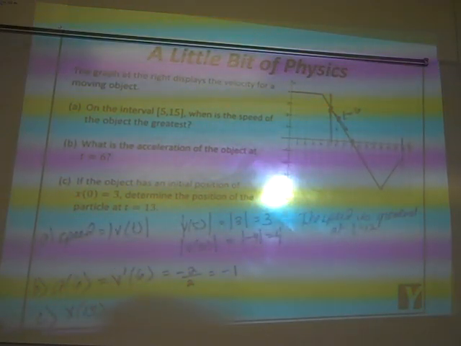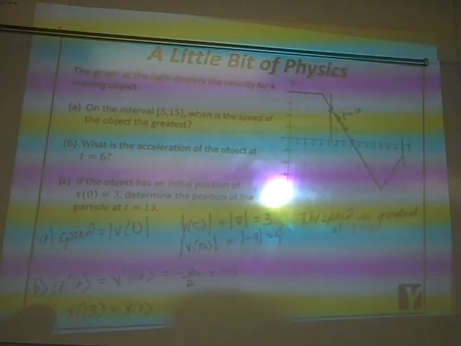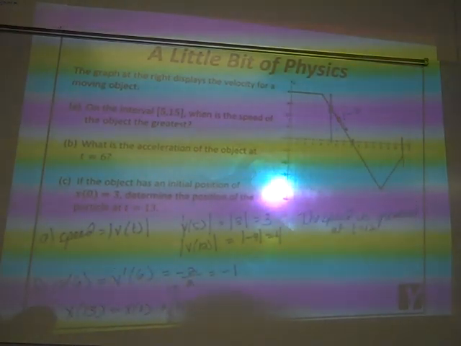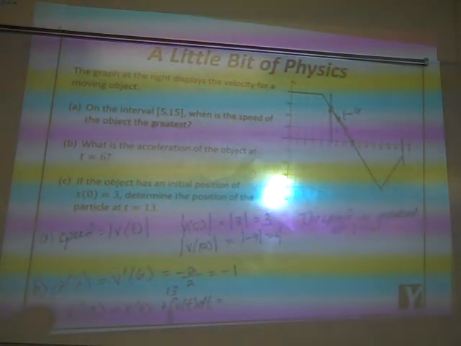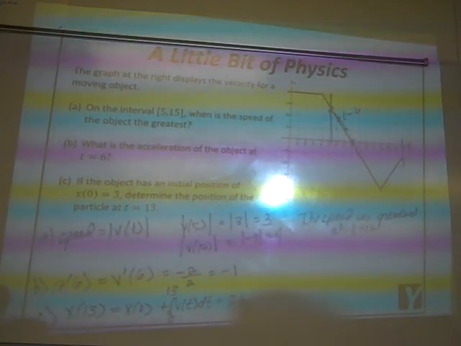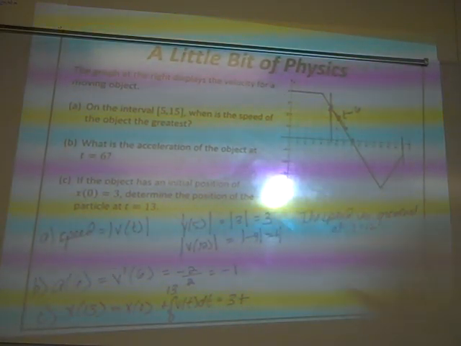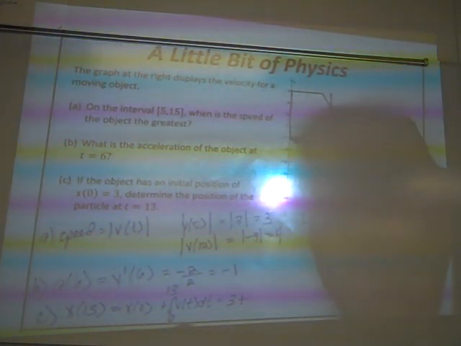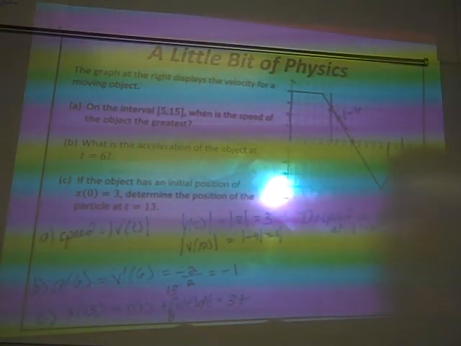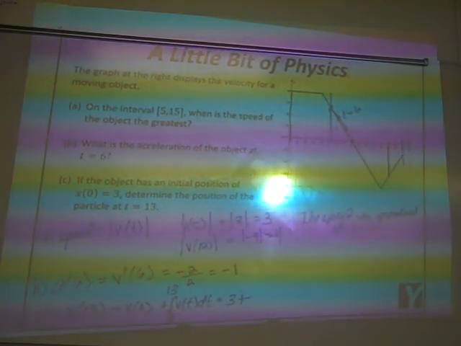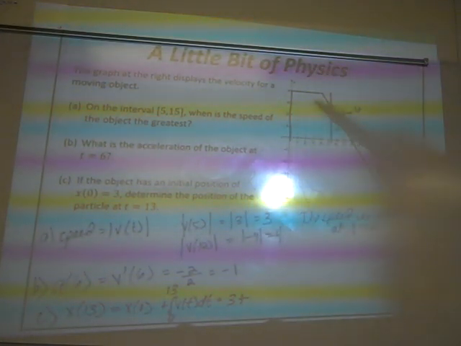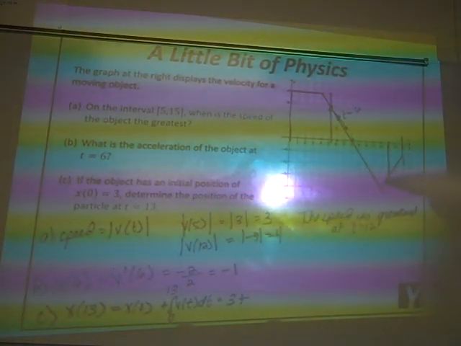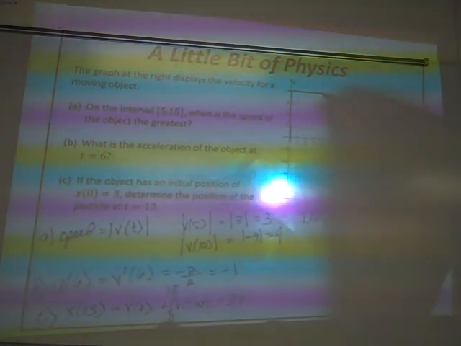So I need the position at 13. The position at 13 is equal to the position at 0 plus the integral from 0 to 13 of my velocity curve. The position at 0 is told to be 3. Now I need the area bounded by the velocity and the x-axis, starting over here at 0, going all the way to 13. Okay, so let's look at that. I need to find the area of this piece up here. I need the area of this piece over here. Let's break this up into regions that we can find quickly.